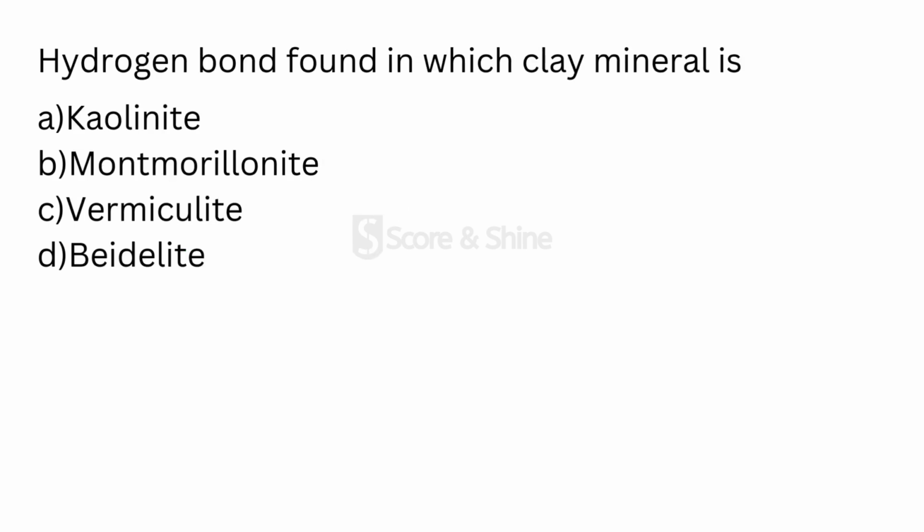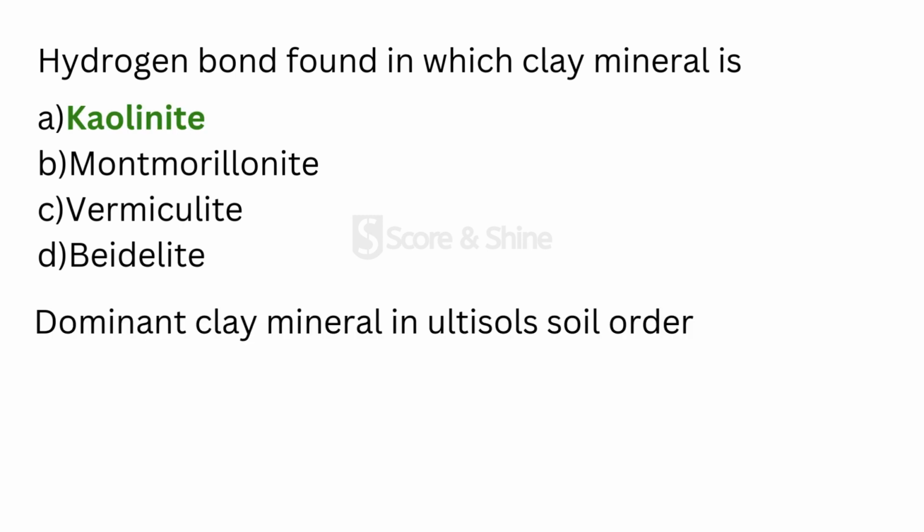And next, hydrogen bond is found in. So it is found in kaolinite. So kaolinite is the dominant clay mineral in ultisol soil order, which is commonly known as red clay soils.